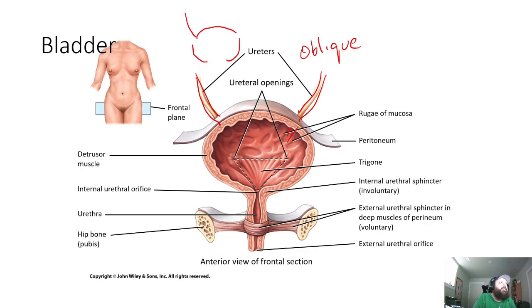Okay, and then here's the ureters. Now, the consequence of the ureter entering into the bladder at oblique angles is that you create these little flaps, which I'm going to exaggerate in this drawing here. So the point at which the ureter and the bladder meet creates these little flaps right here. And the purpose of these flaps is to act as a valve.